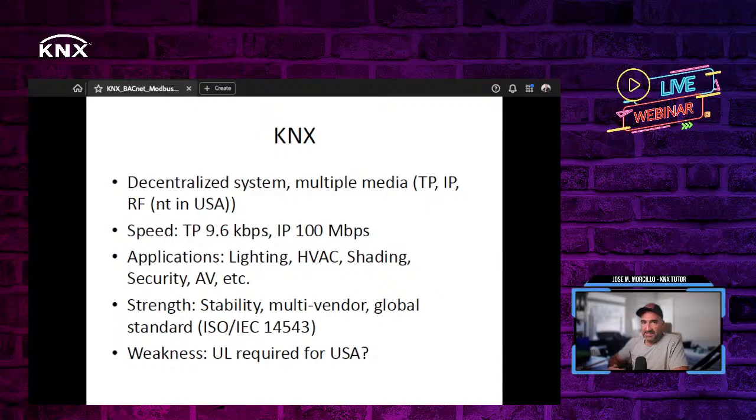The main weakness, especially for the US market, is the UL. In the USA, it's required that line devices with 120 or 277 volts be UL certified. In this case, we cannot yet find many KNX devices in the market. So for the USA, we don't have a huge range of devices available. However, we can run any project on KNX because we can make it work.